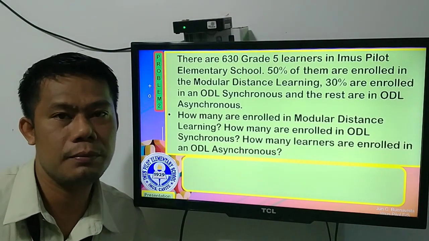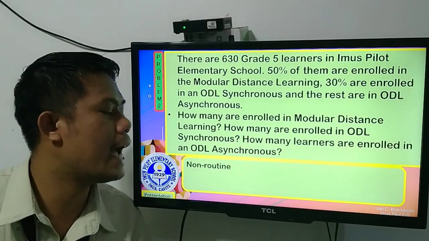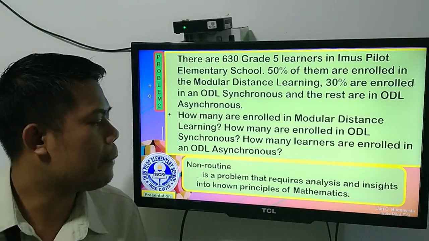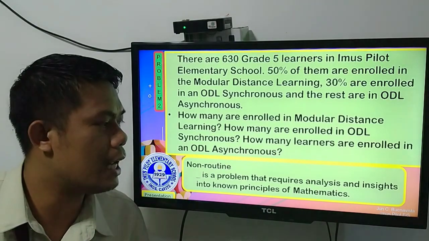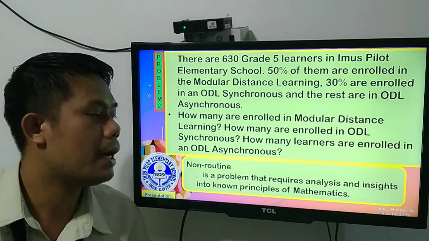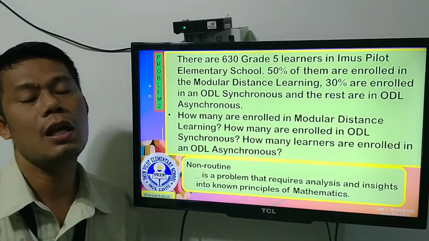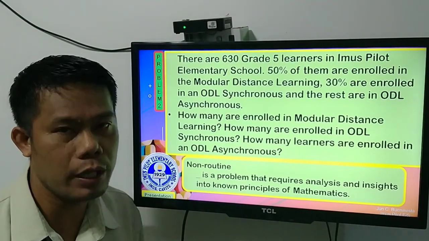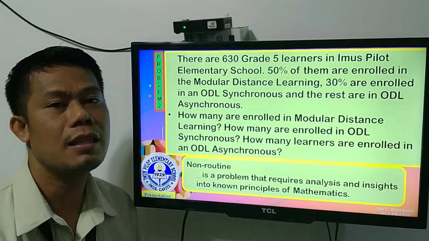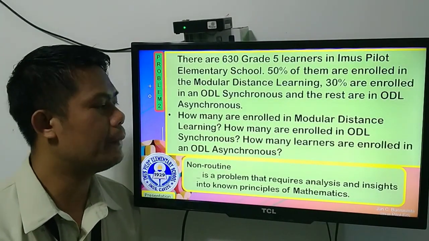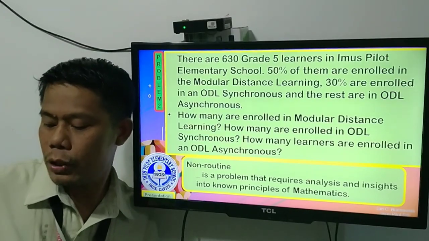This type of problem we call non-routine. And when we speak about non-routine, it is a problem that requires analysis and insights into known principles of mathematics. Or shall we say, we have more than 2 operations to be used in order to get the answer in the problem. So that's what we call the non-routine and the routine problem.